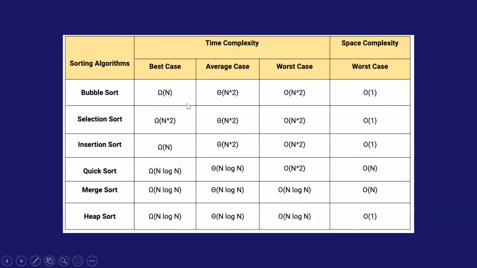This is basically the time complexity chart, which compares the time complexity of quicksort with other sorting algorithms. As you can see, quicksort performs better in the best and average cases than other sorts like bubble sort, selection sort, and insertion sort. It performs almost equally well as heap sort and merge sort.